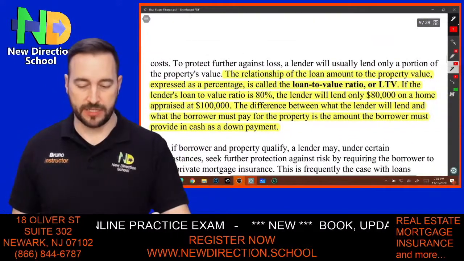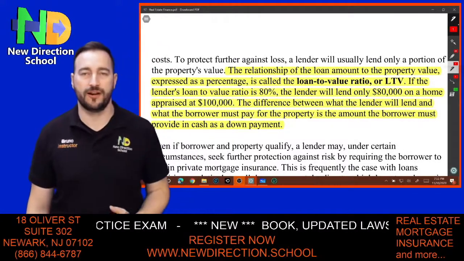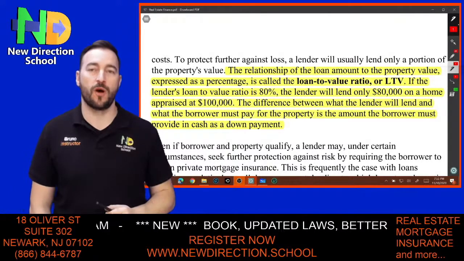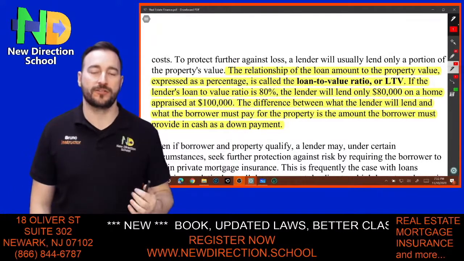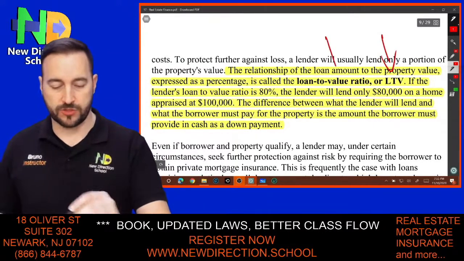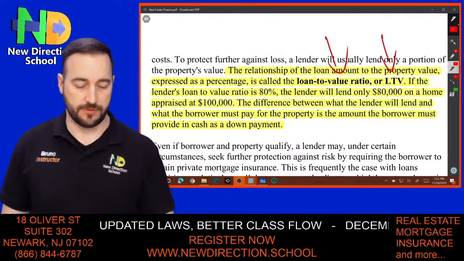In that commitment, they're going to tell you what type of loan you qualify for and what down payment is required. How do we figure out down payments? The bank will give you what's called an LTV, or loan to value ratio. And it's very simple. Let me put it over here.